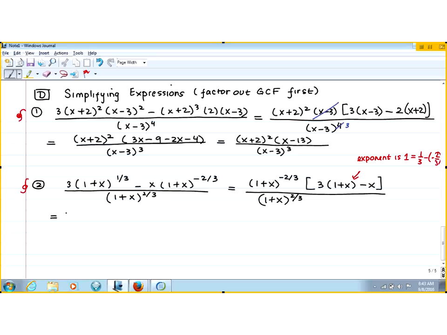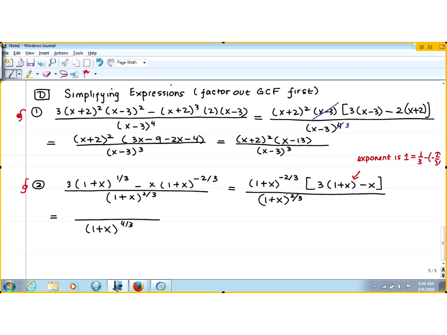Okay, good. Then, what do we have on top? 3 plus 3x minus x. Oh, what about this? 1 plus x to the negative 2/3 and 1 plus x to the 2/3. Oh, yeah, we move it down. So what do I have on the bottom? Yeah, to the 4/3. Yes. Okay? Okay.